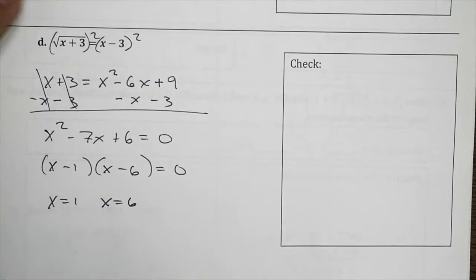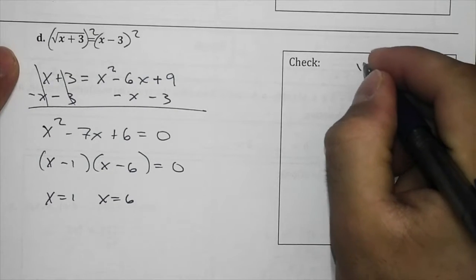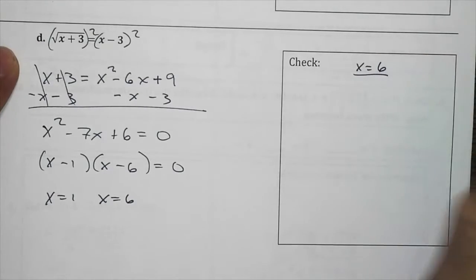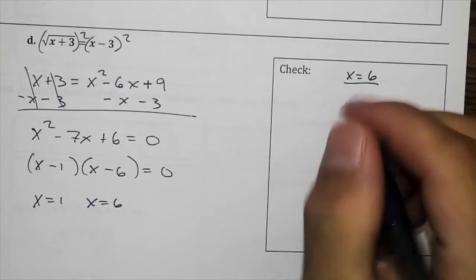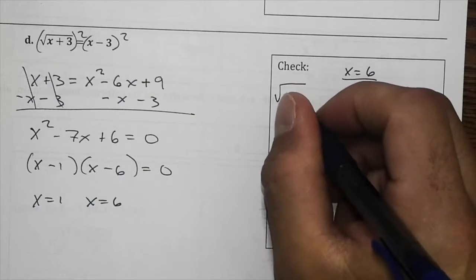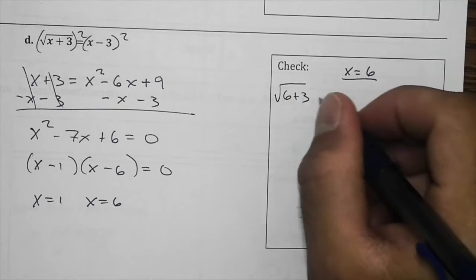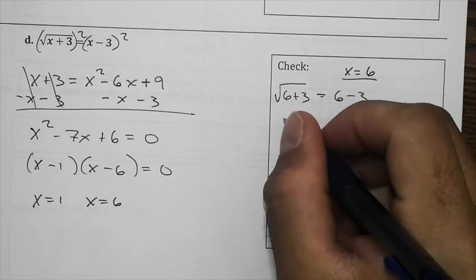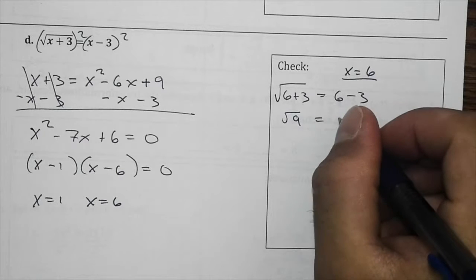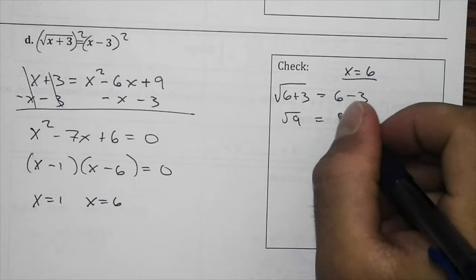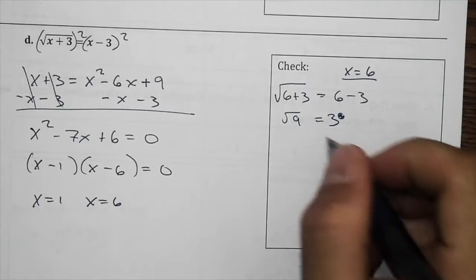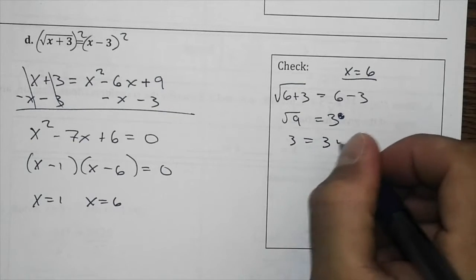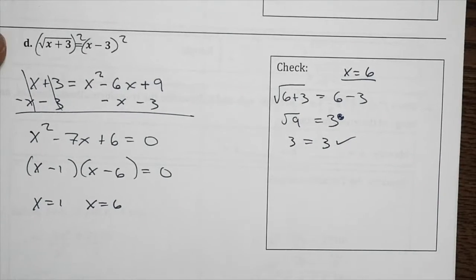So these are our solutions at this point, but we have to check both. So let's try x equals 6. If I plug it in, let's see what happens. So the square root of 6 plus 3 equals 6 minus 3. Well, the square root of 9 equals 3. So we have 3 equals 3. That works.